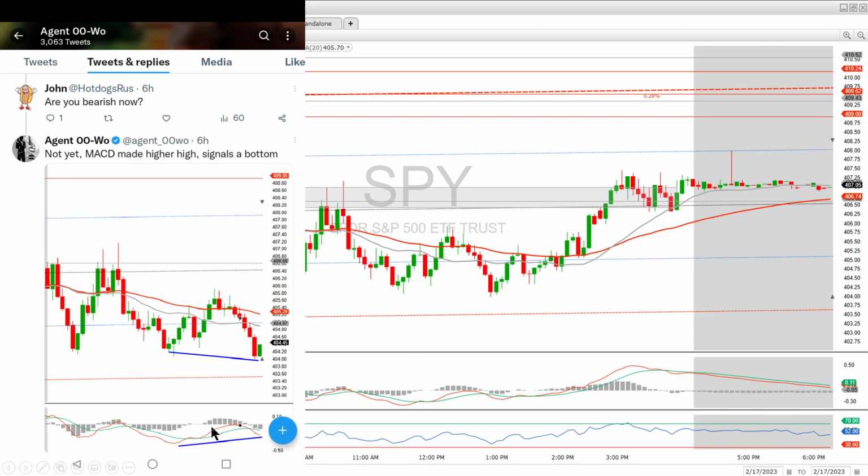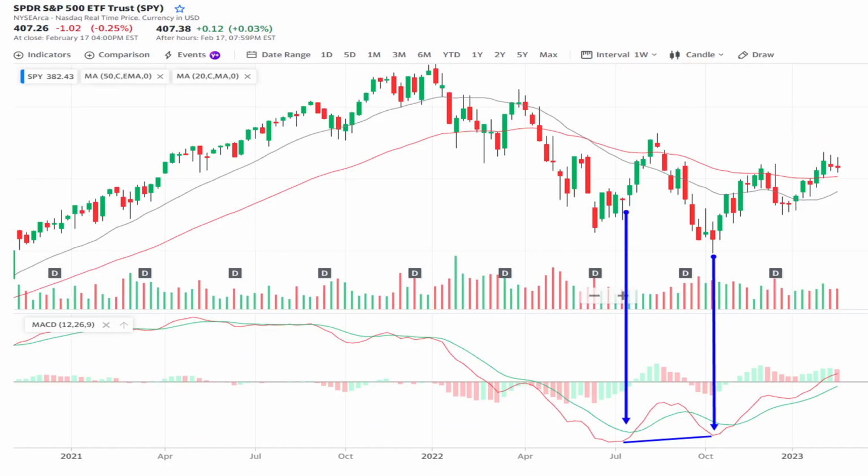You must have a higher low notch on the MACD. Full stop. There is no exception to that rule. No exception to that rule. Full stop. Okay? So you got that in your mind right now, right? So this is the MACD intraday. First, I want to show you SPY, the weekly chart.